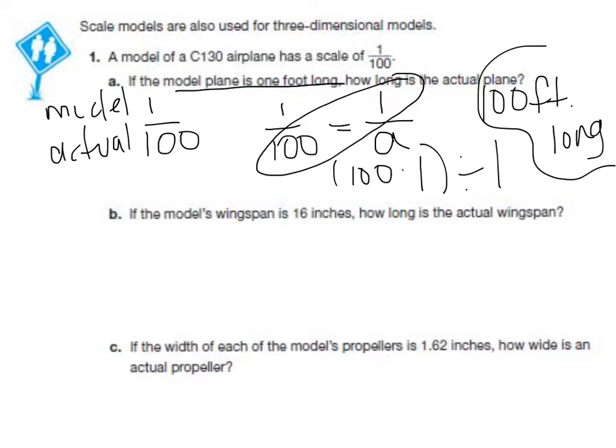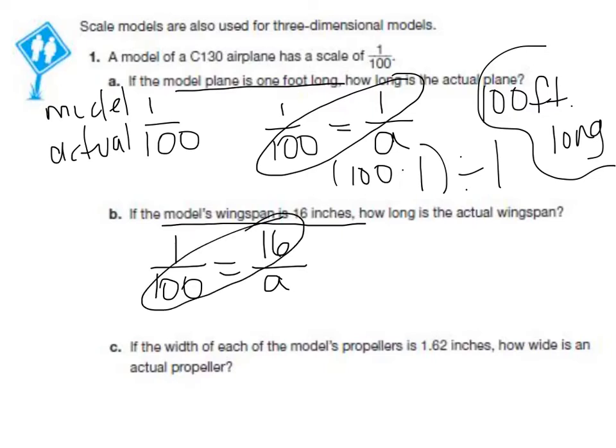The next one, if the model's wingspan is 16 inches, we're still using the same scale of 1 over 100 equals, they gave us the model's wingspan of 16 inches, so that's the model, that goes on top. We're looking for the actual, so we're looking for the denominator, and I like to use A for actual just to kind of remind me. I'm going to cross multiply here, and I'm going to take 100 times 16, not without a calculator. I know that we all got 1600, and then we divide it by the 1.